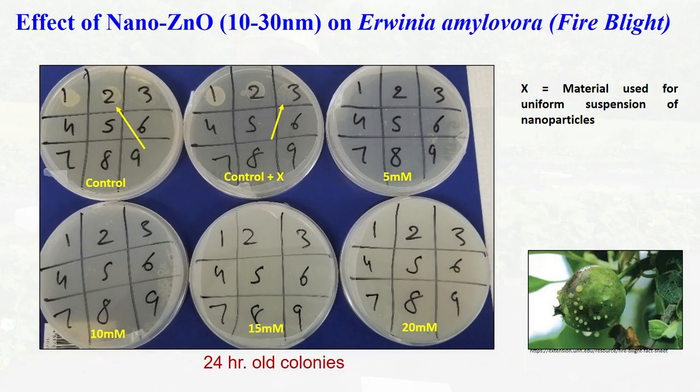Fire blight, Erwinia amylovora, exactly the same result. Control and control plus X after 24 hours. In 1 ml, there may be more than 1 million billion cells in these experiments. But after treatment with nanoparticles, not a single cell. These are not cells, these are bubbles actually. So all these plates are clean, 100% death for fire blight bacteria.